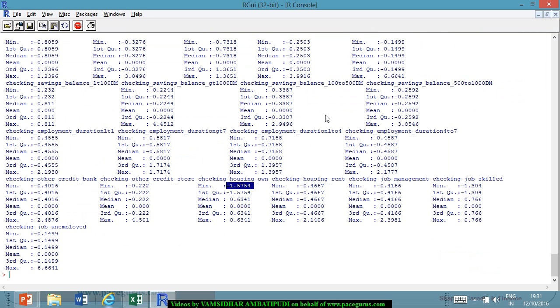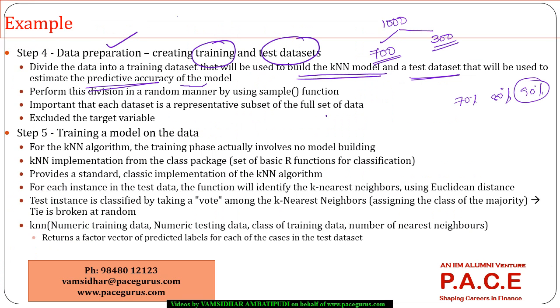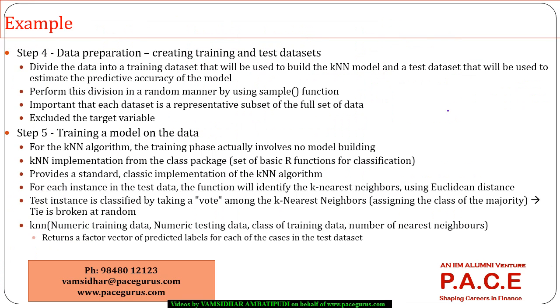So let's do a few things here. Here I would take the help of a function called set.seed. Basically I would be using a sample function to pick randomly some 700 observations between 1 to 1000 without any duplication. That is what I want.